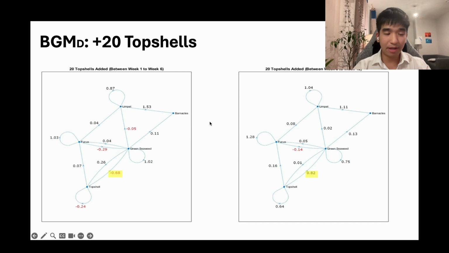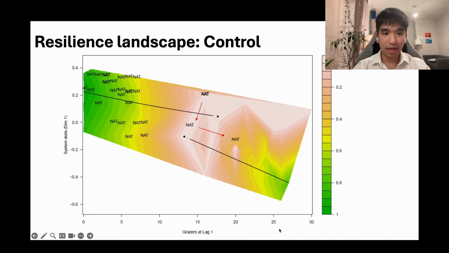And what's probably happening is that in this first segment, because we're significantly increasing the grazing pressure, it's going to be a negative relationship because higher levels of top shell will lead to lower levels of green seaweed. But after a certain point, because there's such low levels of green seaweed, that means there's less food for the top shells, and hence they both become positively associated in the sense that they both start to decrease over time. So to visualize this sort of shift, that's where the resilience landscape or the IRA package comes in.